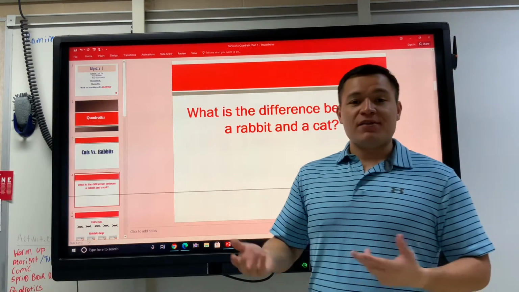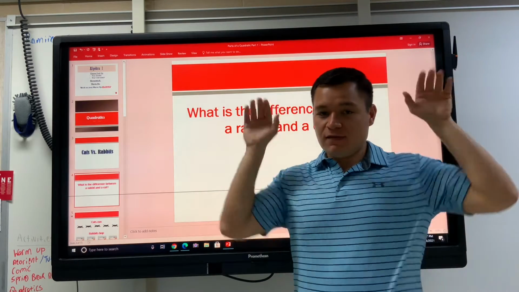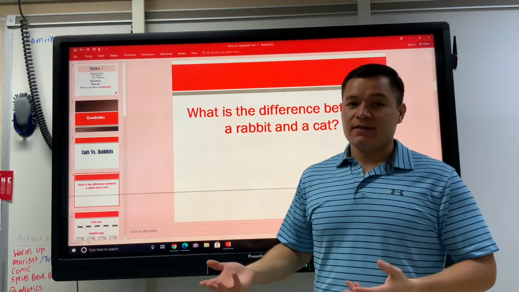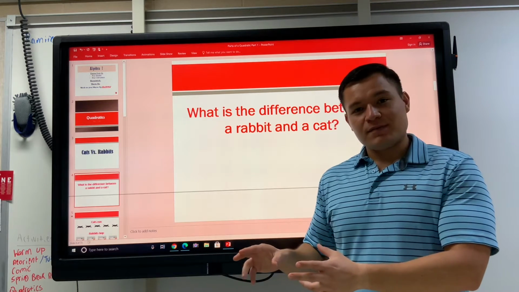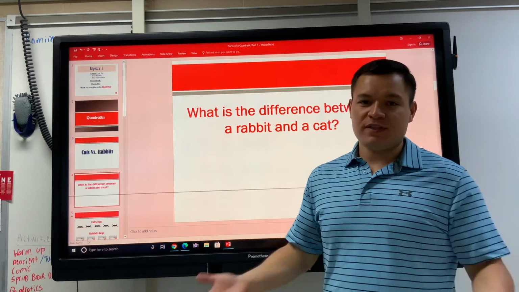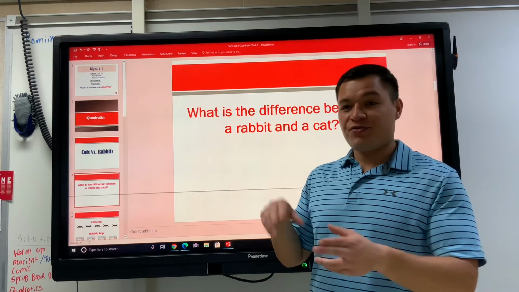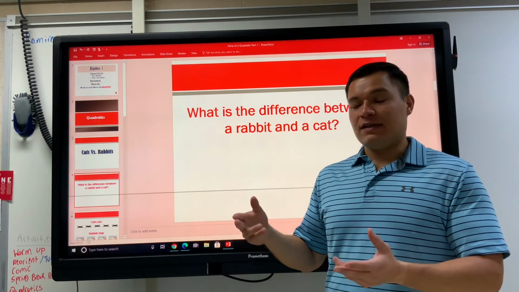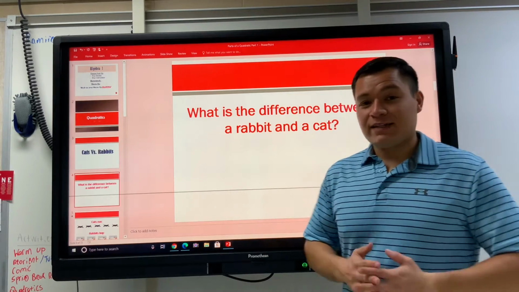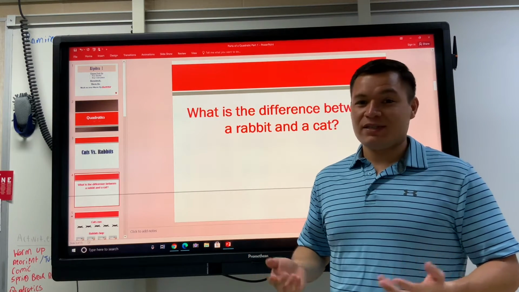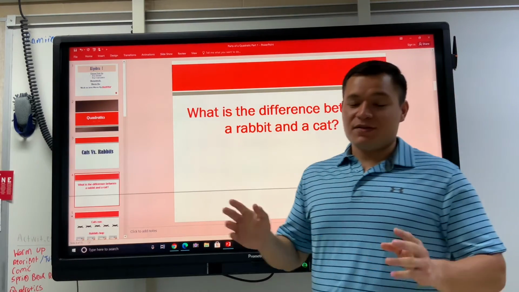A cat will have pointy ears, a rabbit will have floppy ears. A cat poops in a little litter box. A rabbit just goes in its cage, which is also where it sleeps. So cats can possibly be trained a little more, at least I think so. I don't have any cats. I don't really like cats, so sorry if you have cats. I don't have a rabbit either, but I would prefer owning a rabbit over owning a cat. Okay, so there's some obvious differences.